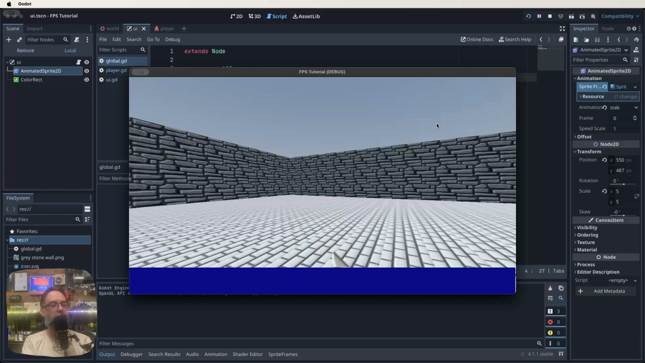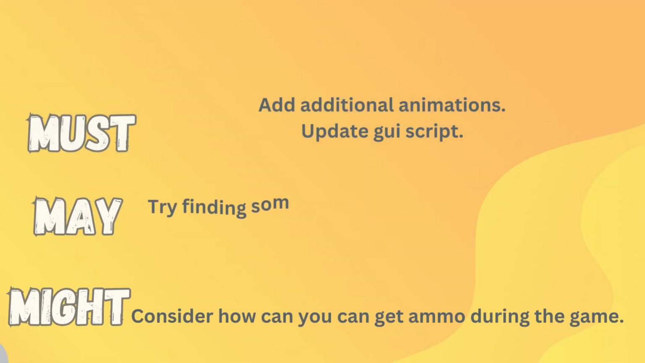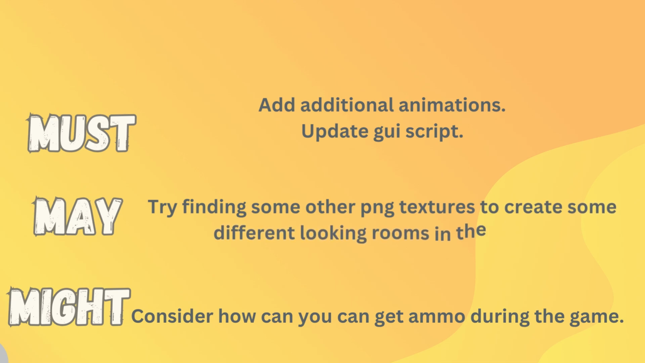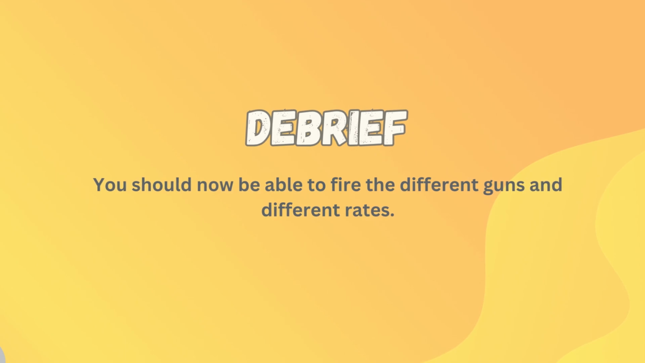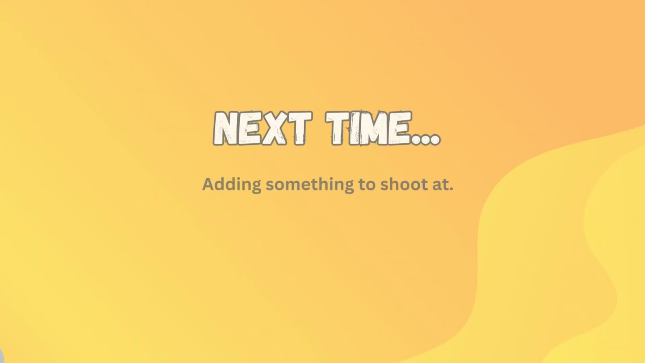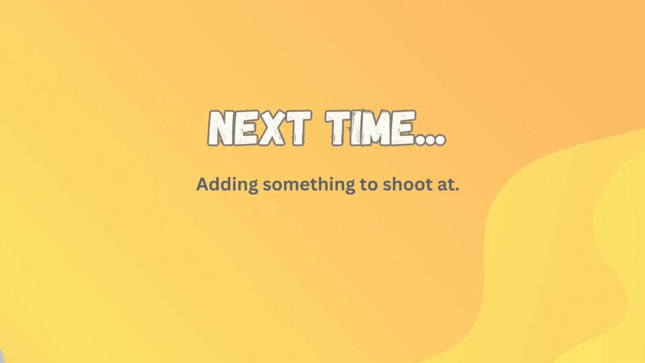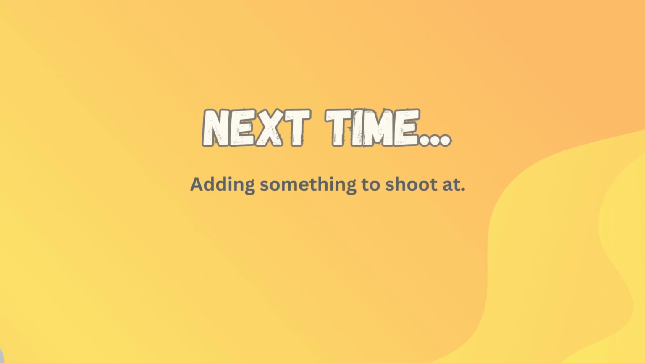Excellent. In our next one, I think what we'll do is our enemy. So let's have a look at our must, may, might so you don't miss anything. What you must get done today is get the rest of those animations in, as well as update your UI script. You may like to find some other PNG textures to create some different looking rooms in your castle. And you might like to consider how you can get ammo during the game, because those collectibles are where we're heading next. You should now be able to fire the different guns and at different rates. Next thing, I think rather than doing our ammo collectibles, we maybe do our enemies next and then our collectibles after that.